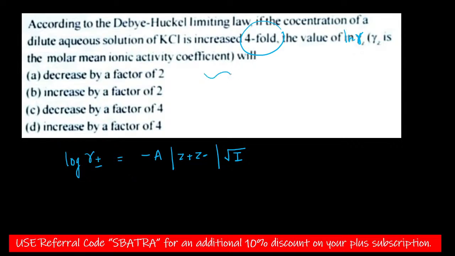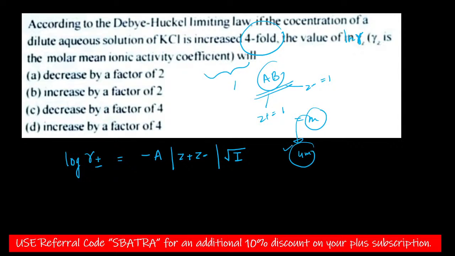It is not given in the question whether it's a univalent salt or a univalent-bivalent salt or so on. So we'll take an AB type of salt, which is nothing but a univalent salt. Z plus is equal to 1 and Z minus is equal to 1. And we know that the ionic strength of a univalent salt is nothing but M. So we are considering the ionic strength equal to M. Now we are increasing the concentration by 4 times. So can I write the new concentration is 4M?